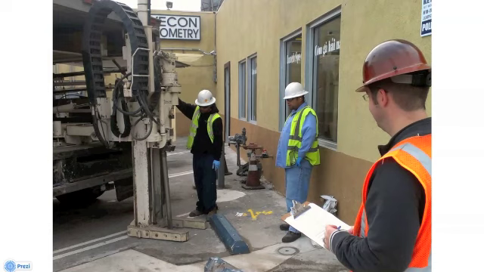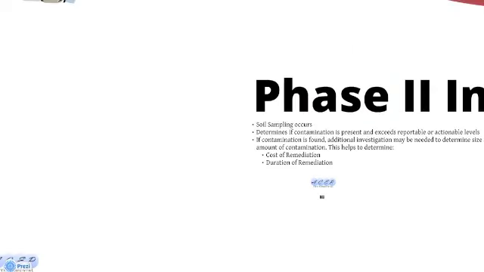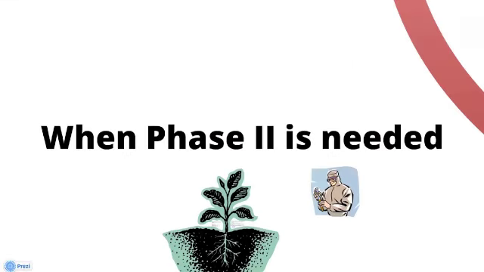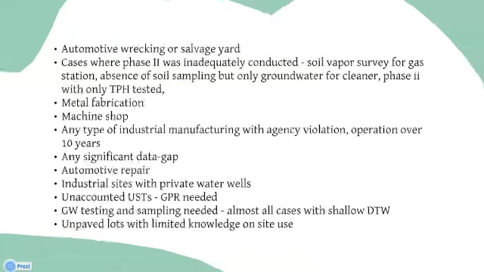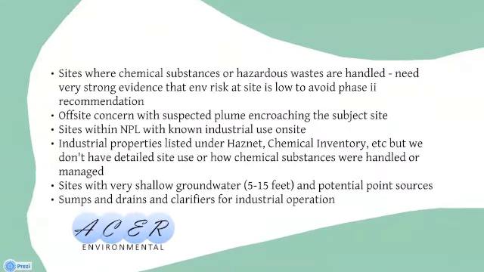This is what a typical Phase 2 drilling looks like. The drill is typically about the size of a moving van. There are certain types of properties or cases where a Phase 2 is often needed. These may include properties with a history of automotive repair, gas stations, manufacturing, industrial operations, or dry cleaners. There are many reasons why a Phase 2 can be recommended. These lists are by no means an exhaustive one. We will work with you to find the best pricing, options, and solutions.